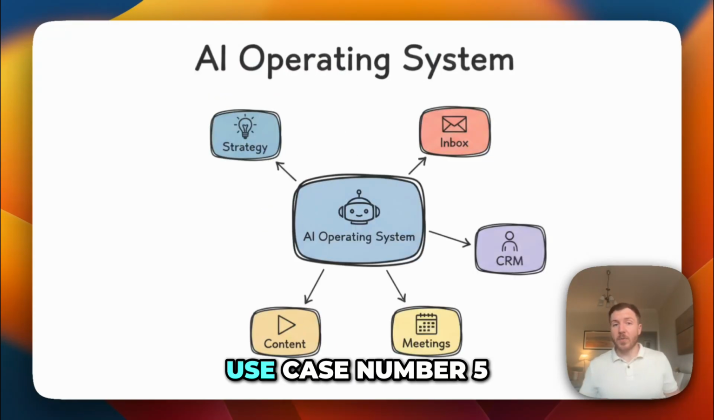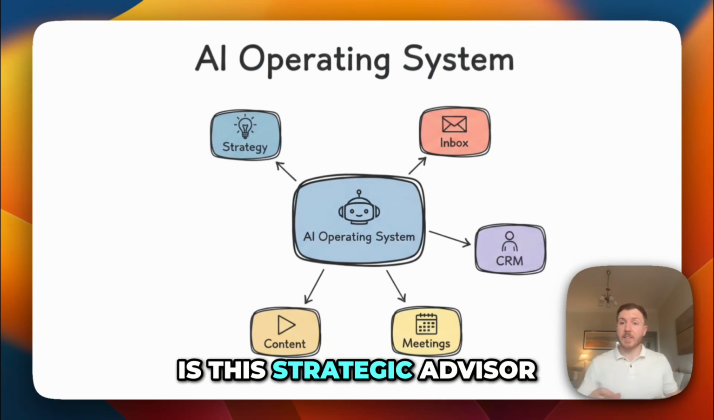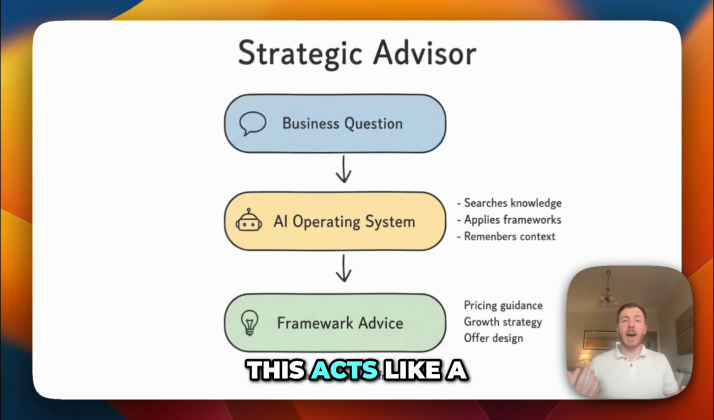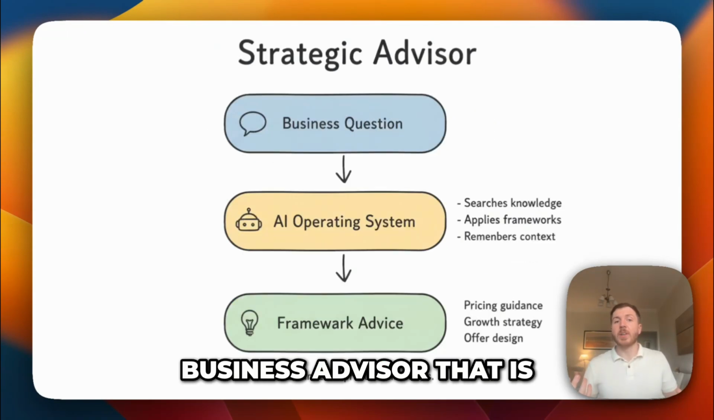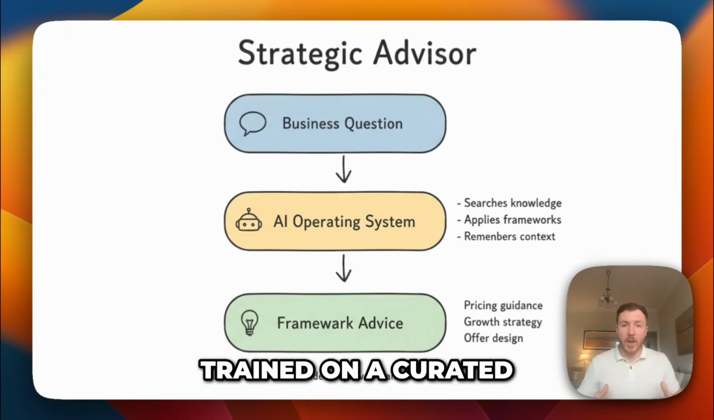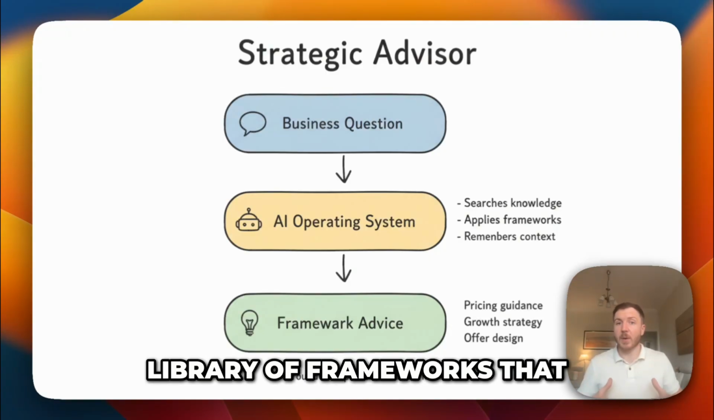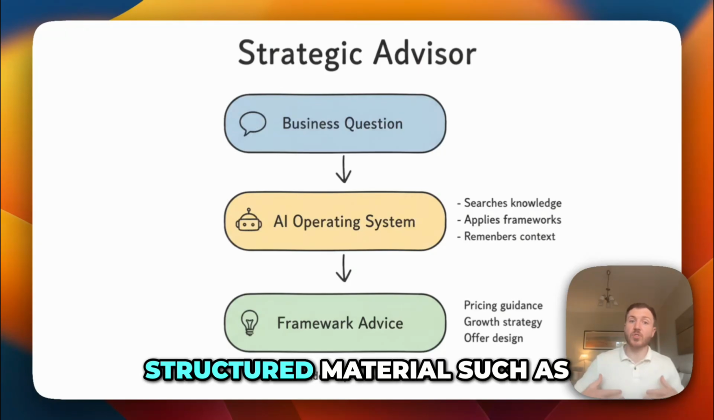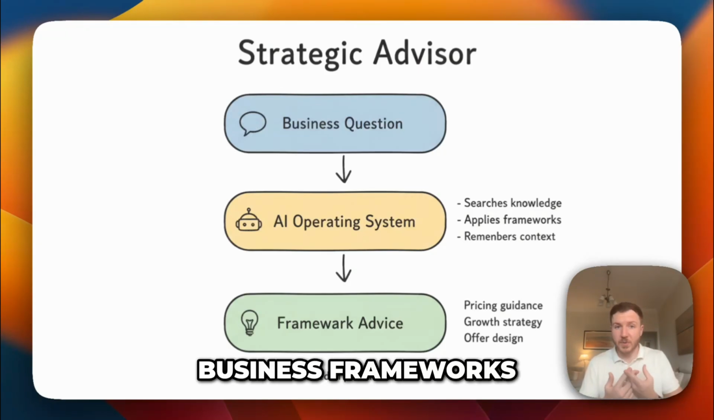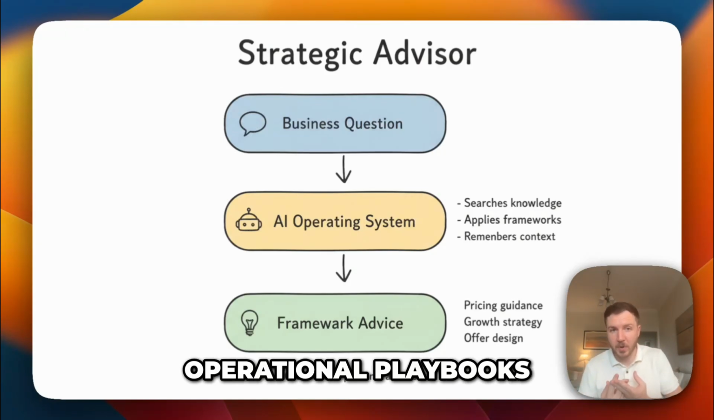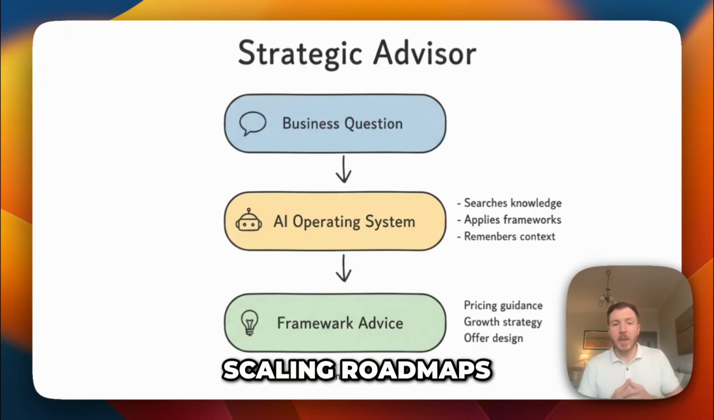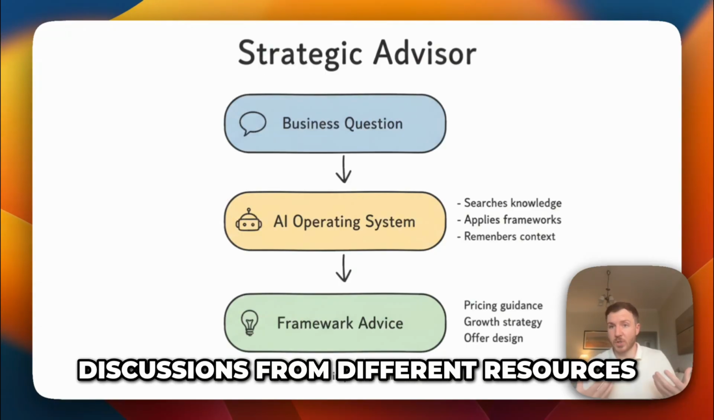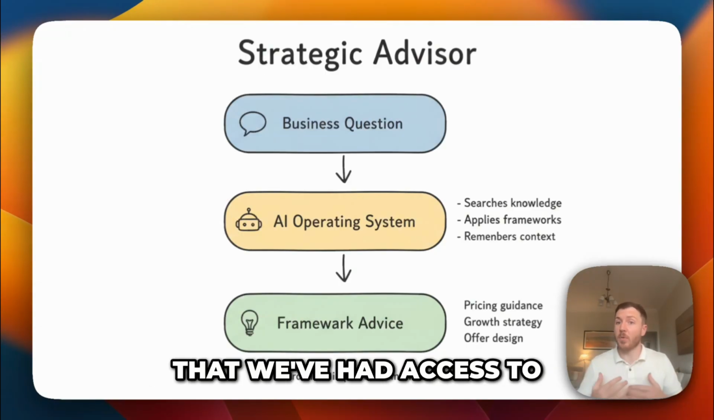Use case number 5 is strategic advisor. So another key component is this strategic advisor. This acts like a business advisor that is trained on a curated library of frameworks that we've given it. So this includes a knowledge base. The system contains structured materials such as business frameworks, operational playbooks, scaling roadmaps, and transcripts from business discussions from different resources that we've had access to.